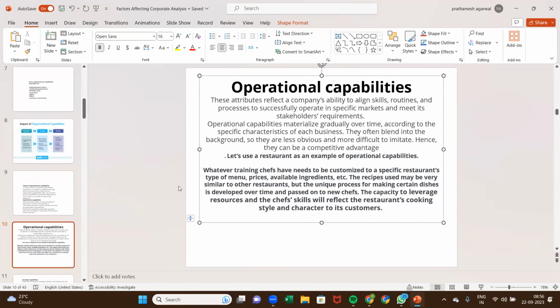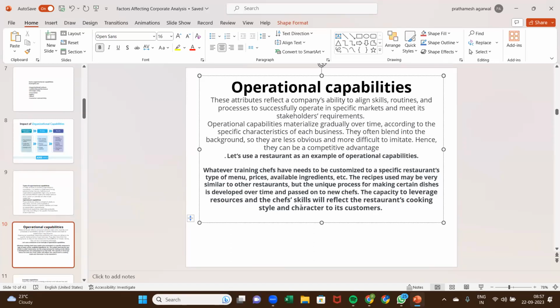The recipes used may be very similar to other restaurants, right? Sambar is sambar, whether you eat in Vaishali or somewhere in a small restaurant in Vadgaon or Kathraj. Sambar is sambar, but every sambar has got its unique taste, and every chef or every cook has got the unique processing for making certain dishes. It is developed over time and passed on to new chefs. The capacity to leverage resources. Leverage means to utilize resources, and the chef's skills will reflect the restaurant's cooking style and character to its customers.